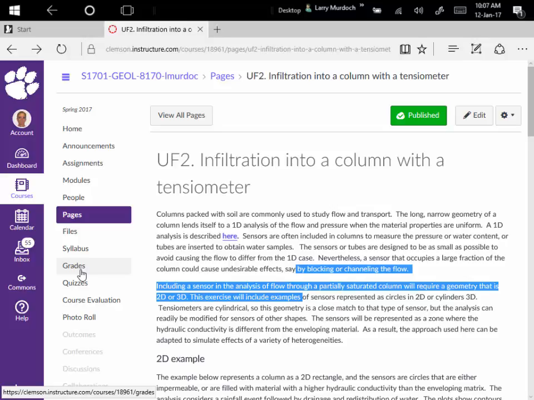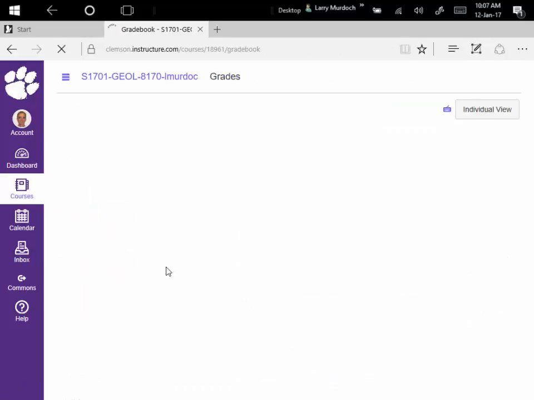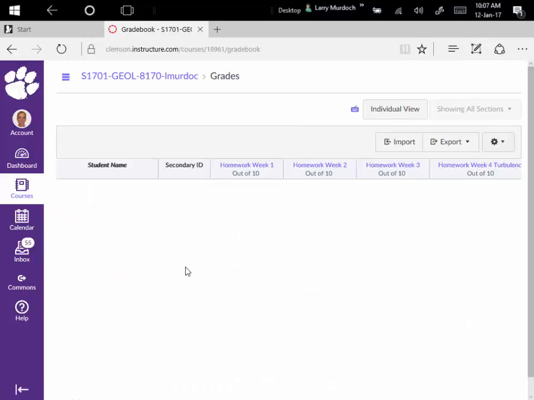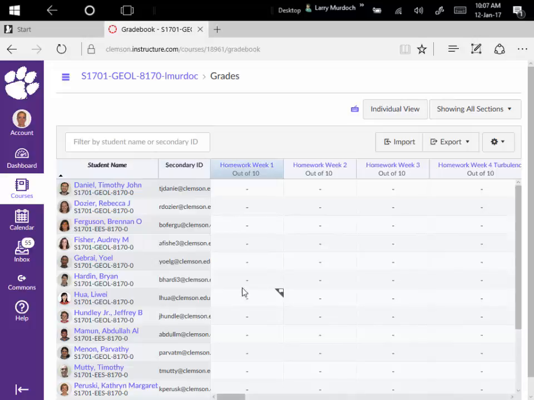The grades. I think everybody should be in here. The grades will be posted here. All of the homework will be submitted online.